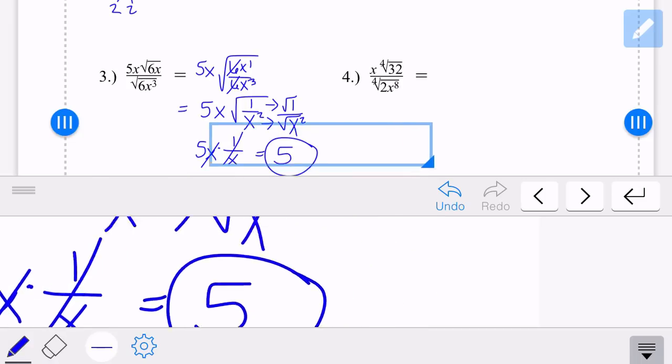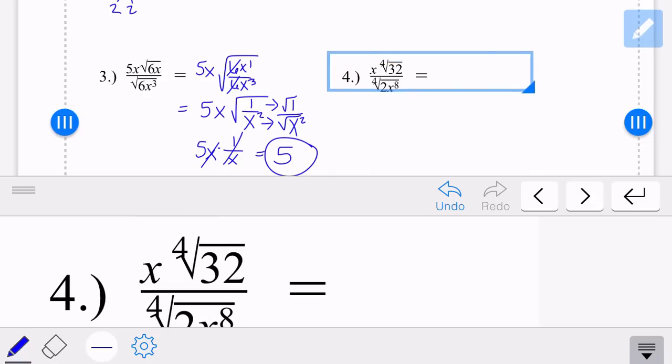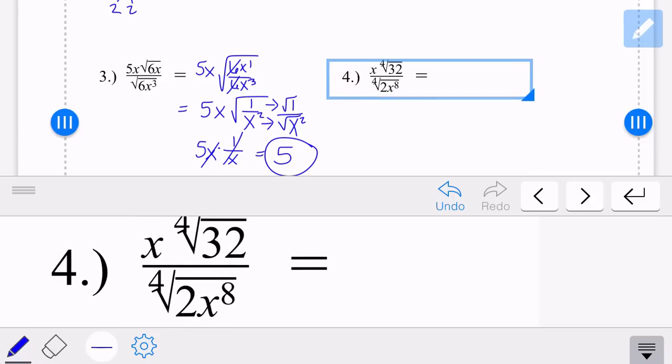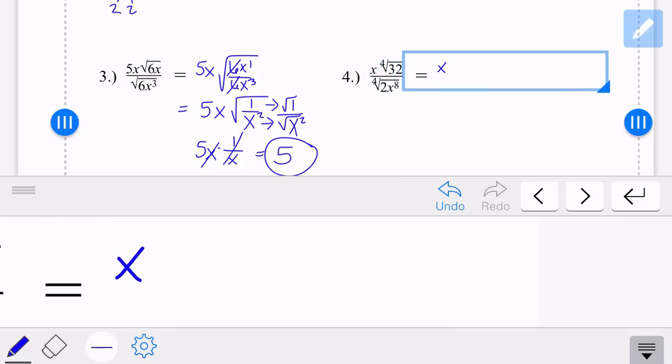All right, last example here, number 4. We have x times the 4th root of 32 divided by the 4th root of 2x to the 8th. So we can try to simplify, or we can combine things under the radical, whatever works better for you. Let's do the simplifying this time. Last time we put it underneath the radical. Let's try simplifying first and then see what happens.